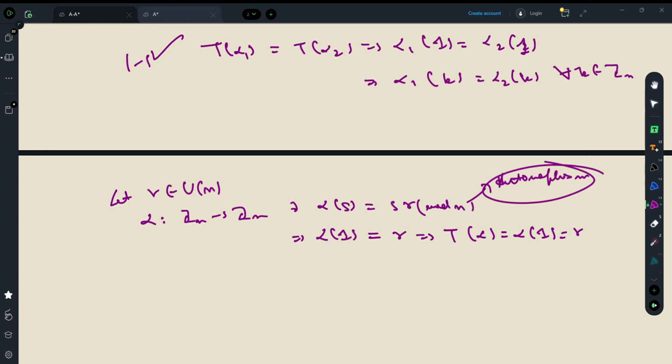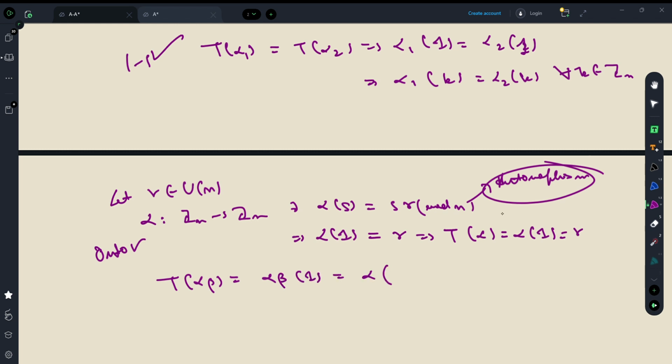It's one-to-one and onto by definition modulo n. And it's obviously a homomorphism, right? Phi of S1 plus S2, by distribution, gives you S1 R plus S2 R. So it's phi of S1 plus phi of S2. You need to have an additive notation because we are talking about automorphisms on Zn, right? So for every element R in Un, there exists an automorphism alpha such that alpha is getting mapped to R. So it's indeed onto.